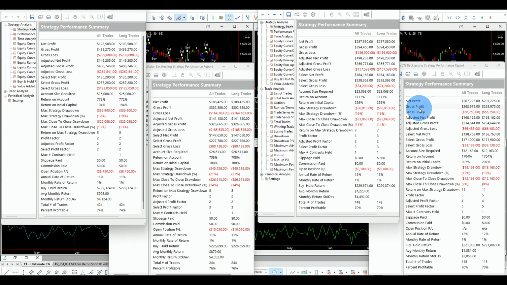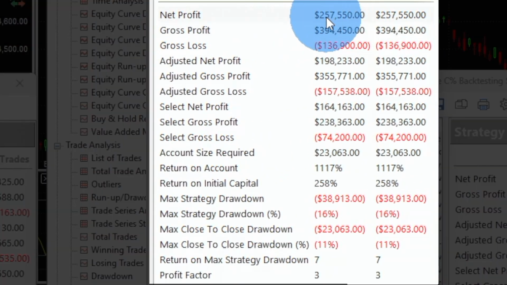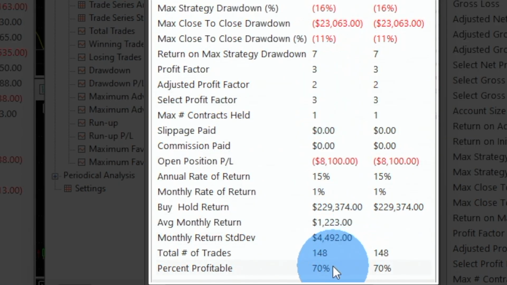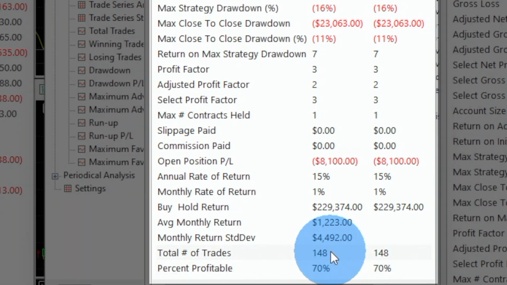Now on this side, we have the KCC% and the Ultimate C%. So KCC% is making $257,000 with a 7-to-1 return to drawdown ratio. And that's because we have more money and lower drawdown. So the drawdown, even though it's close in the amount of money, happens at the end, and that's why it's 16%. The win rate is 70%, but now we even go lower in terms of trades.